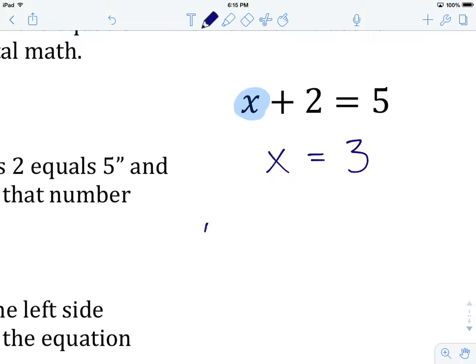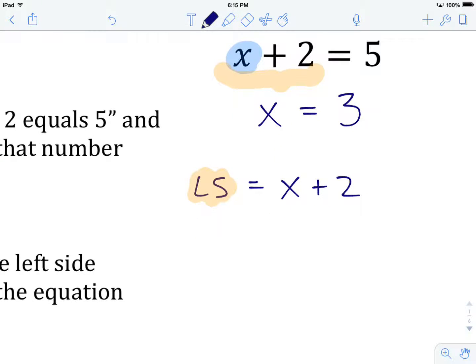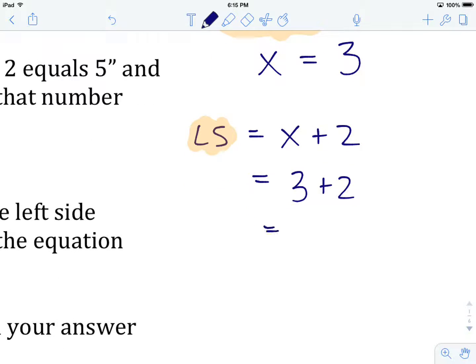So I'm going to start by writing out left side equals. And what I'm going to do is write out just the left side of my equation, x plus 2. So this is the left side, and I'm just going to highlight it here so you can see it. This is what I'll call the left side of my equation. And now in the place of the x, I'm going to put 3, since that's what I believe x to be. 3 plus 2, and that's going to equal 5.